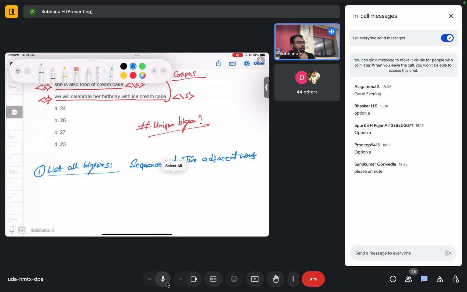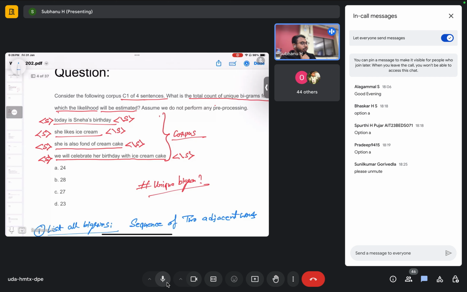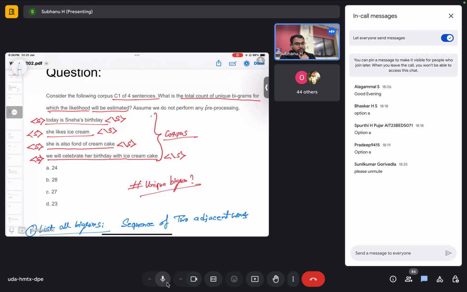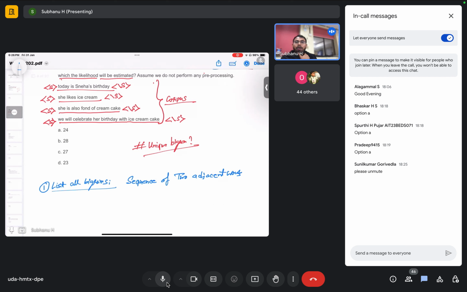So what are the steps to solve this question? We have to find all the unique bigrams for which the likelihood will be estimated. Here the question is, what is the number of unique bigrams? So we have to first find all the bigrams. If we can find all the bigrams, then from there we can list out which among them are unique. So what is a bigram basically? A bigram is a sequence of two adjacent words.